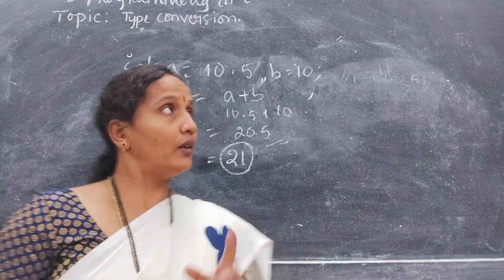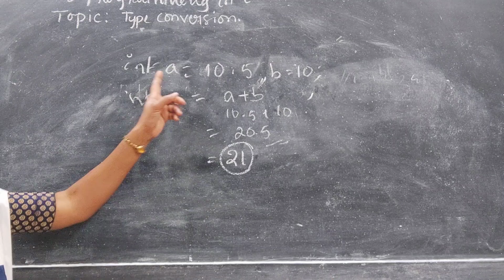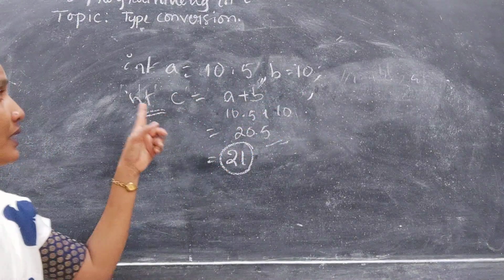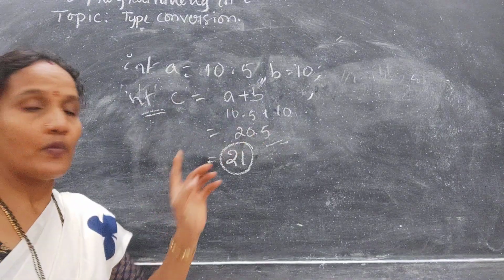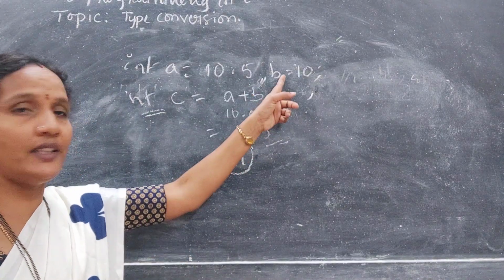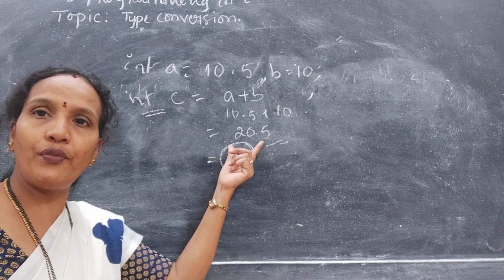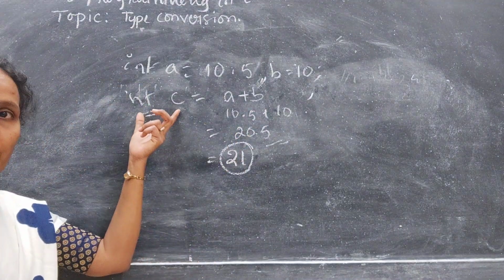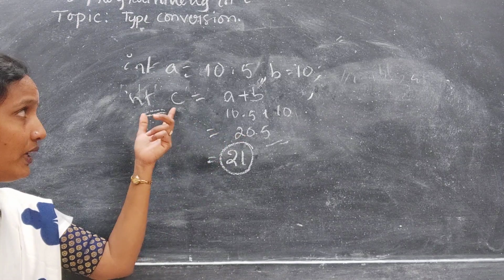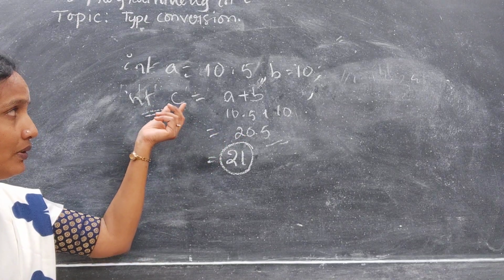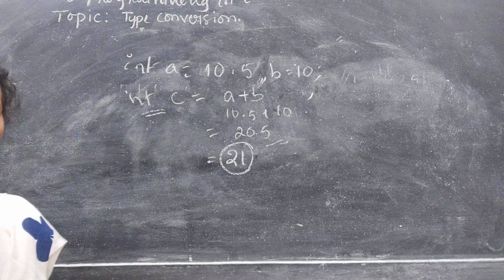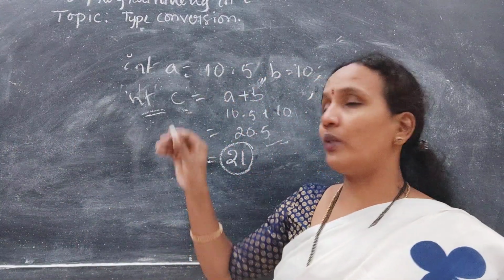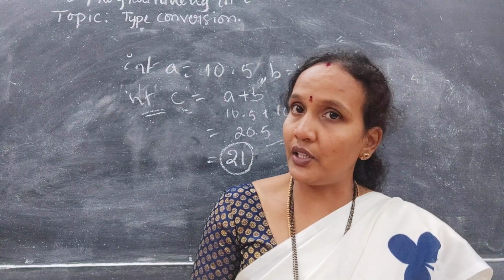See, once again I am explaining. A value is 10.5, b value is 10, c equals to a plus b. A is a float, b is an integer, so finally you get a float result only. But wherever you are storing that value, that variable's data type is an integer. Then what happened? If the resultant variable is an integer, whatever result is there should be an integer only.